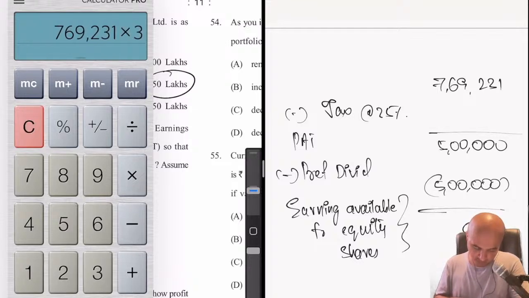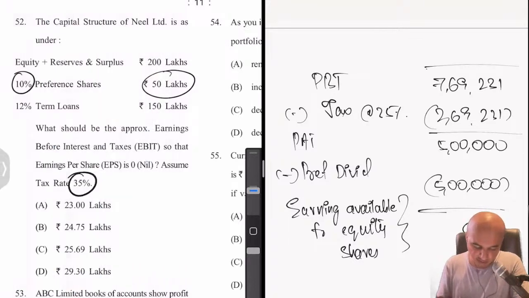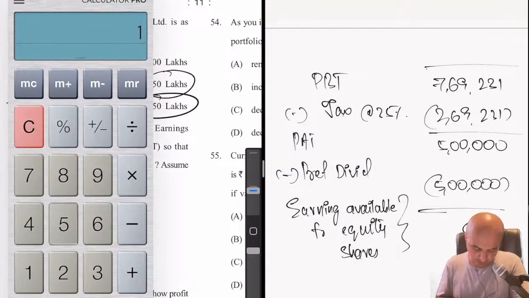769,231 into 35% will be 269,231. I'm just rounding off all the decimals. So this will be profit before tax. Okay, so now we have some interest payment as well. 12% on 150 lakhs, huge amount of interest payment. In fact, 150 into 12%, directly I will do this, 18 lakhs.